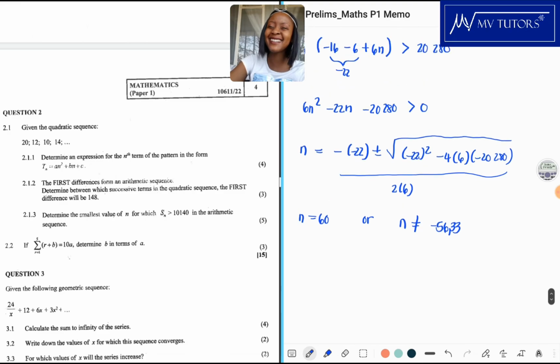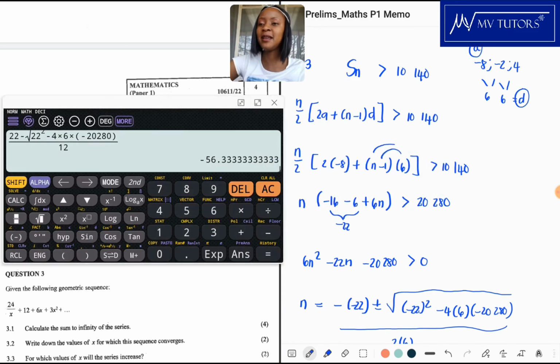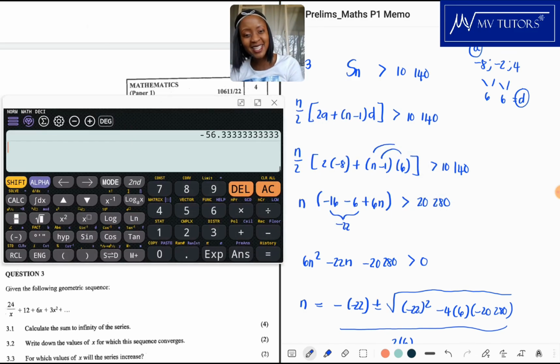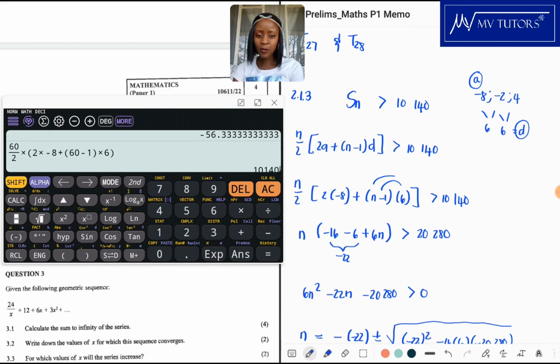Is it though? We're going to go to our original formula here and substitute n. If you don't get a number bigger than 10,140, we are in trouble. So n is 60. So we have 60 over 2, and then in brackets 2 times negative 8 plus another bracket, 60 minus 1 times d, which is 6. Okay, so it is 10,140 exactly.